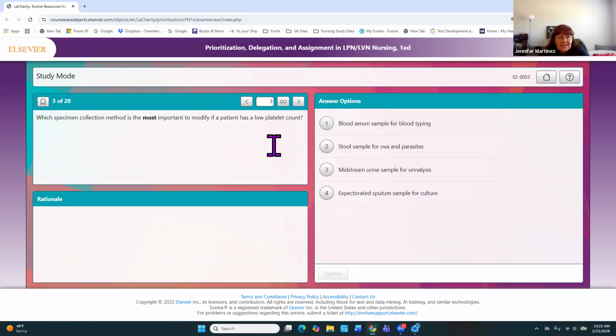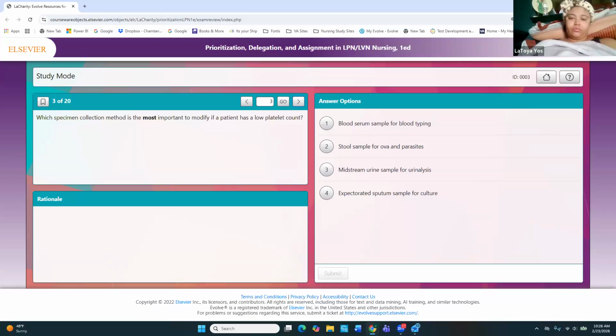All right. Which specimen collection method is the most important to modify if a patient has a low platelet count? So one, blood serum sample for blood typing, two, stool sample for ova and parasites, three, a midstream urine sample for urinalysis, or four, expectorated sputum sample for culture.